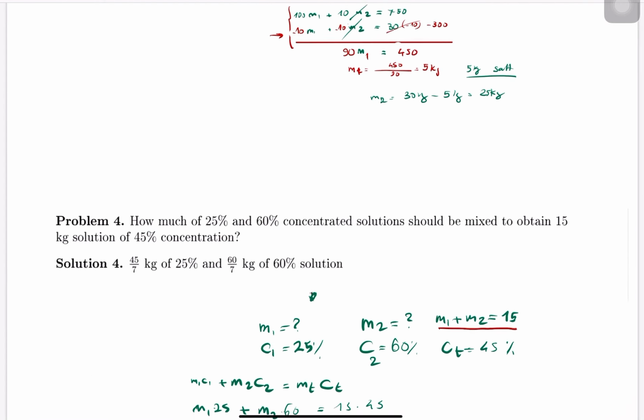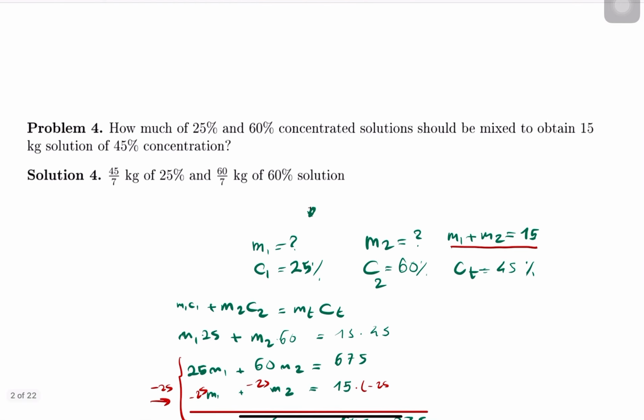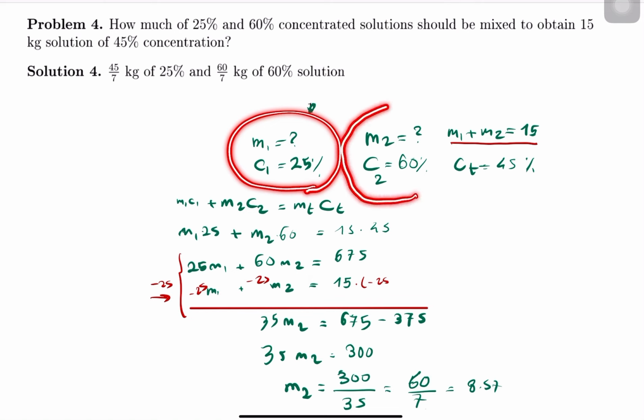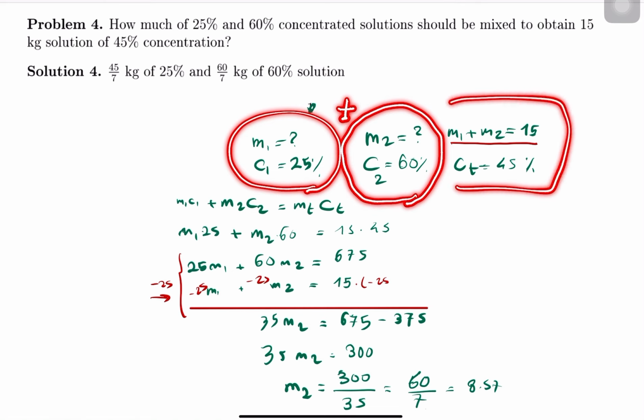In question 4, how much 25% and 60% concentrated solution should be mixed to obtain 15 kilogram of 45% concentration? Again, for solution M1, I don't know the mass, I know C1 is 25%. M2, I don't know the mass, I know C2 is 60%. I add together and the result will be total mass 15 kilogram, and C total is 45.